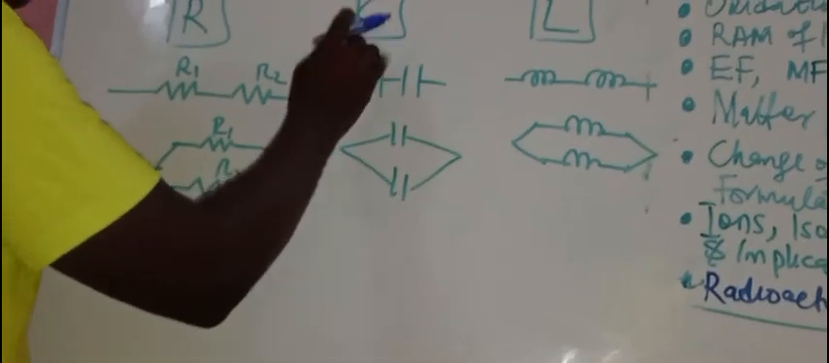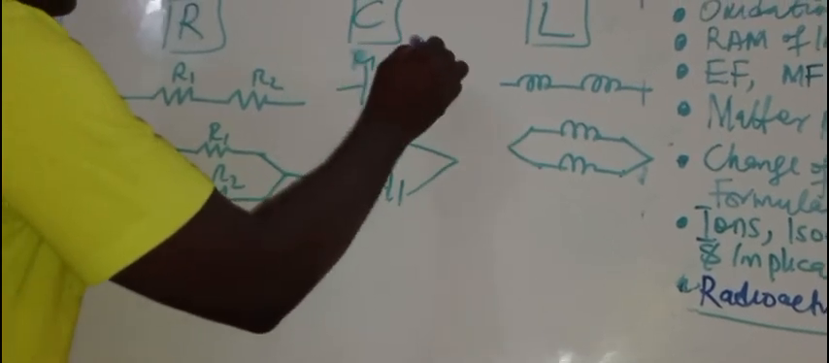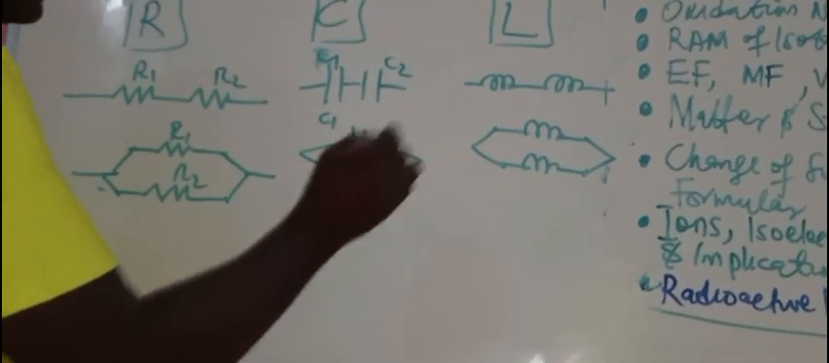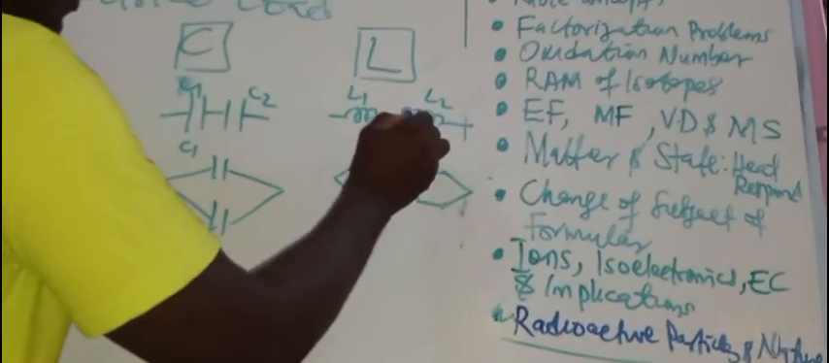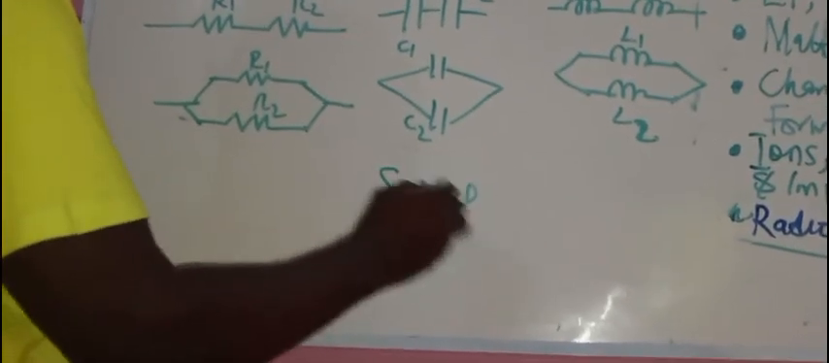Now this is R1, R2, R1, R2. I mean, this is C1, C2, C1, C2. This is L1, L2, L1, L2. So we have series connection and parallel connection. What do you mean by series connection? Series means you connect the positive terminal with the negative terminal.